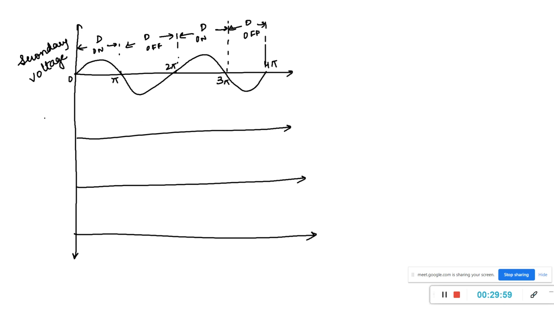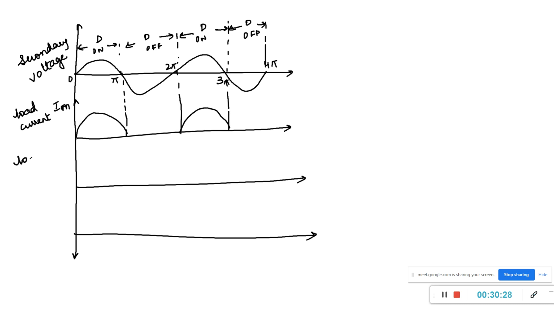So what happens here? Next I will be drawing IM, that is the load current. This indicates the load current IM. Current flows only during the positive half cycle, because the diode is on during only the positive half cycle. During the negative half cycle it is off.